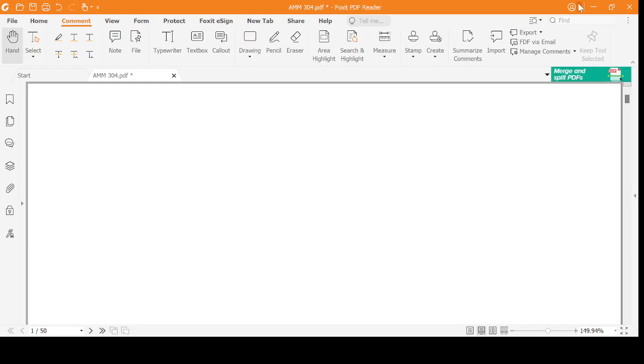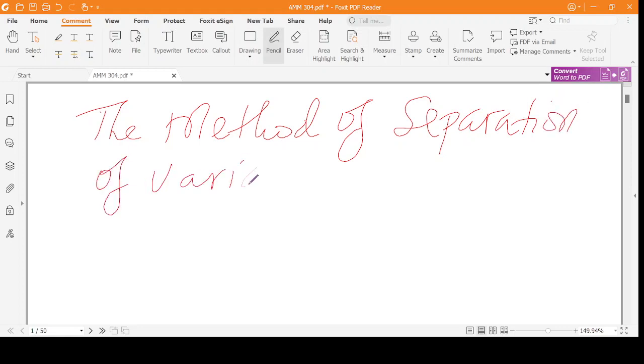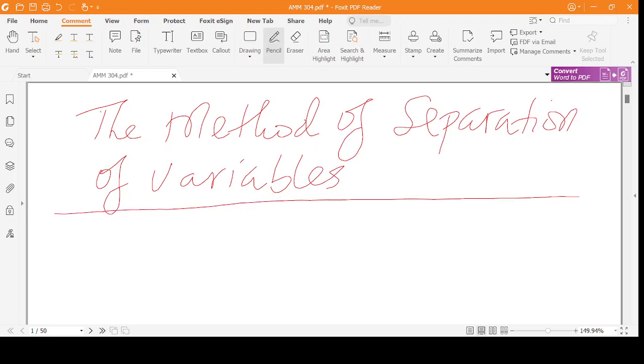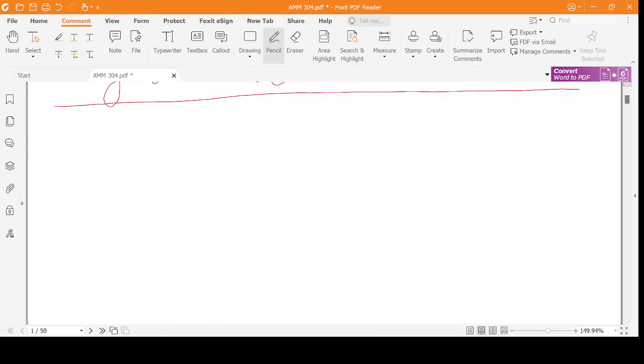In this course, EMM 304, we want to look at the method of separation of variables. So here we look at the solutions to differential equations using a method we call separation of variables.